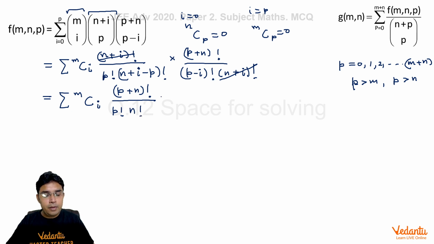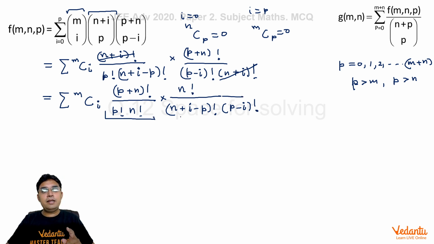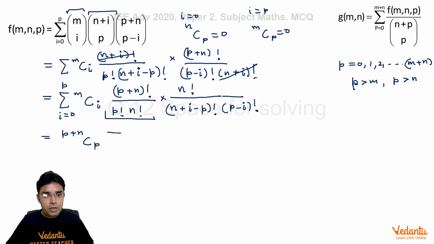This n factorial I am multiplying here, so I will be multiplying in the numerator also. Then it will become (n plus i minus p) factorial into (p minus i) factorial. Now if you notice, this middle term is actually (p plus n)Cp, which is independent of i. So we can take this out from the sigma sign as common. So here it would be (p plus n)Cp into sigma of mCi into nC(p minus i), i is equal to 0 to p.